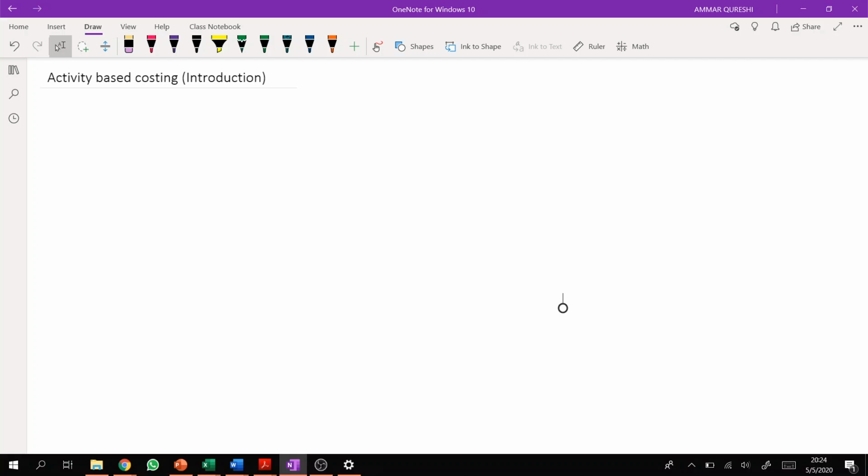See, whenever you develop any new concept, there's always something wrong with the older concept. That's why we develop the new concept, right? So let's start first the discussion of what actually went wrong with the absorption costing. What's wrong with absorption costing, and why we need to develop activity-based costing.